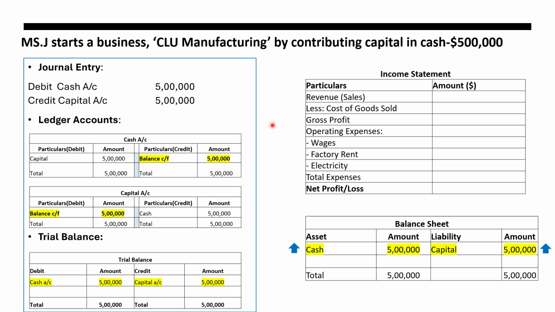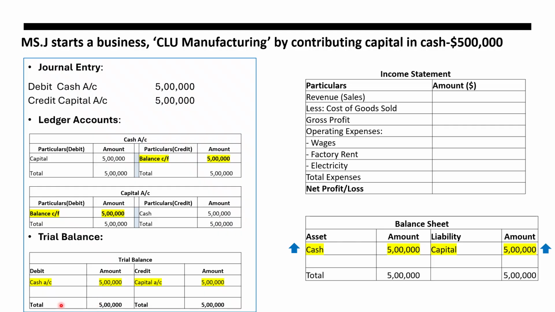So just to repeat, ledger accounts help us to know the balance in each account at any given point in time. Now, after posting all the entries in the ledger accounts, if we want to check the arithmetic accuracy of the postings at any given point, we prepare what is called a trial balance. So a trial balance includes all the ledger accounts with their respective debit or credit balances.